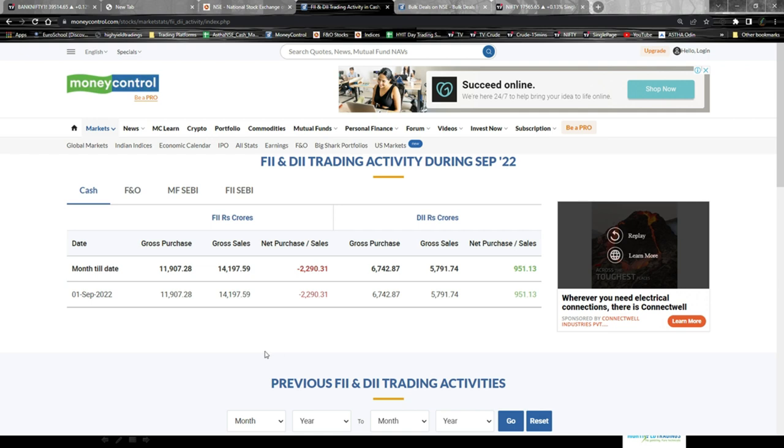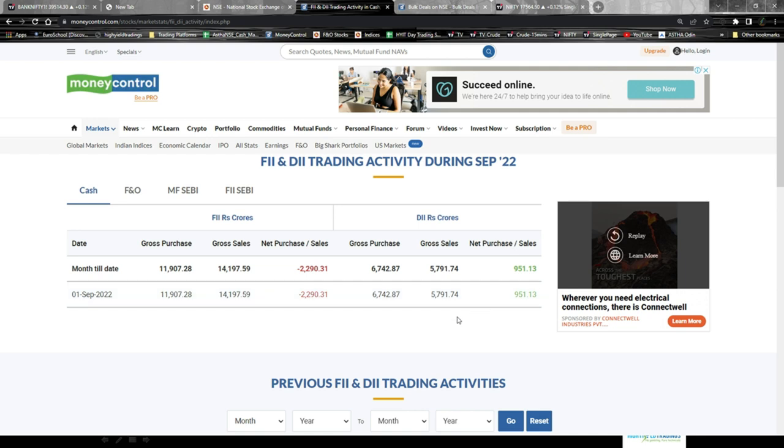Now here again, the data is for 1st September. This was the net buy sell for FII, and this was the net buy sell for DIIs. And as you can see it clearly, the FIIs were in red because the selling was more, and the DIIs are in green because the buying was more yesterday. Okay, so that is how you read the data.